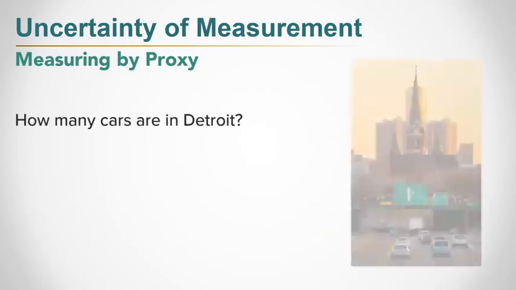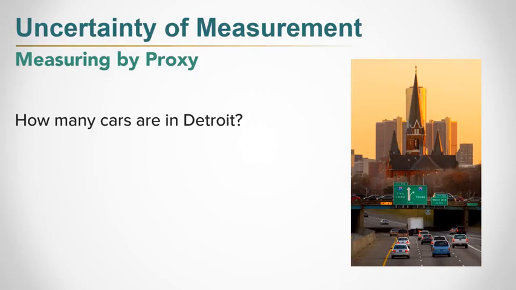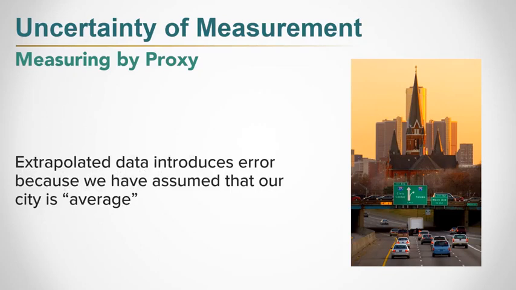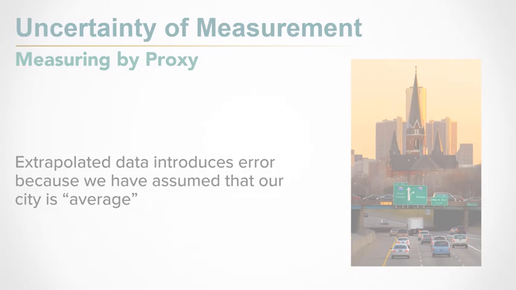Maybe you need to know how many cars are in a particular city, but can't conduct an actual census. You have the population information for the city and the number of households, and you happen to know the statewide average for car ownership based on prior research. You can use that information to infer car ownership, but we've introduced error since we've now assumed that our city is average rather than at some other point along the spectrum.